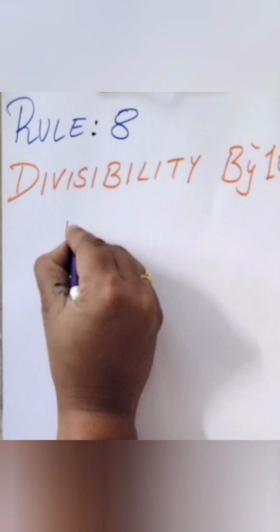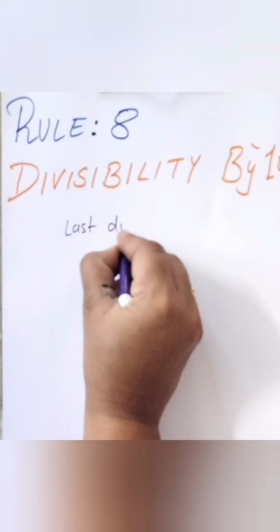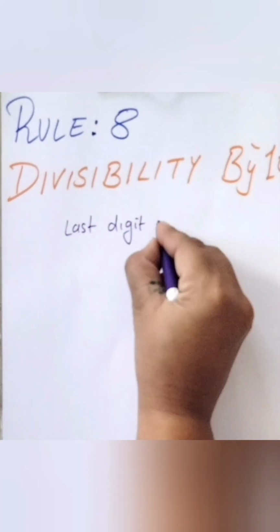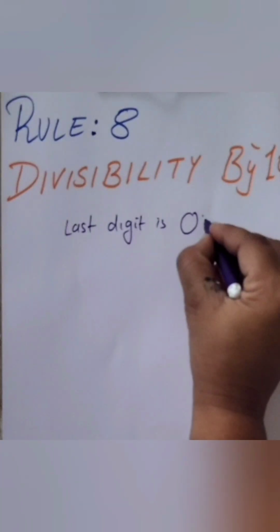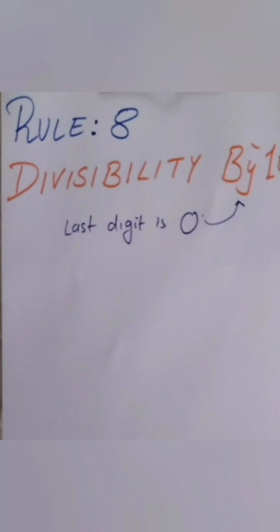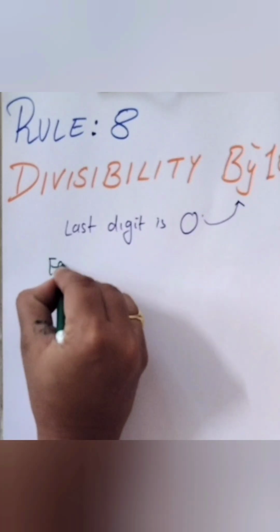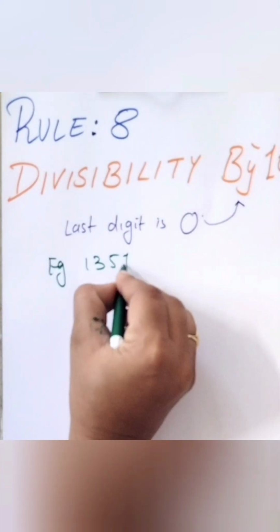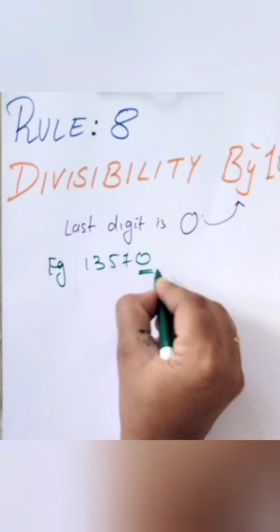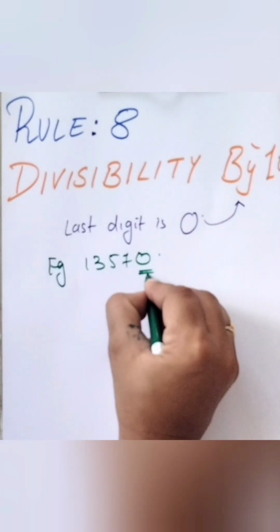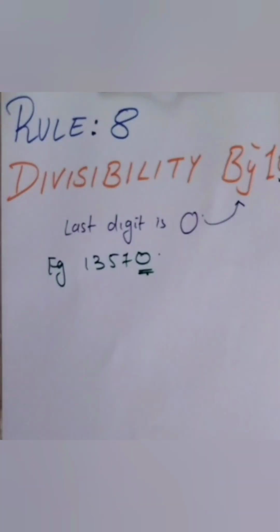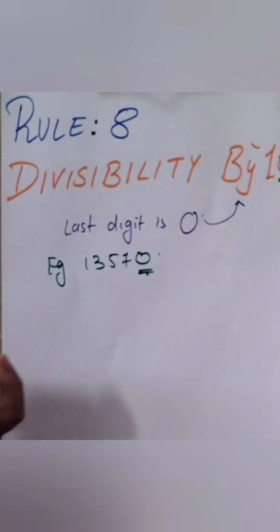Again, divisibility by 10 is one of the simplest. What I have to see is whether the last digit is 0, only 0. If the last digit is 0, then that number is divisible by 10. For an example, I can say 13570. I just have to look at the last digit, this 0. If this is 0, then it is divisible by 10. One of the simplest rules.